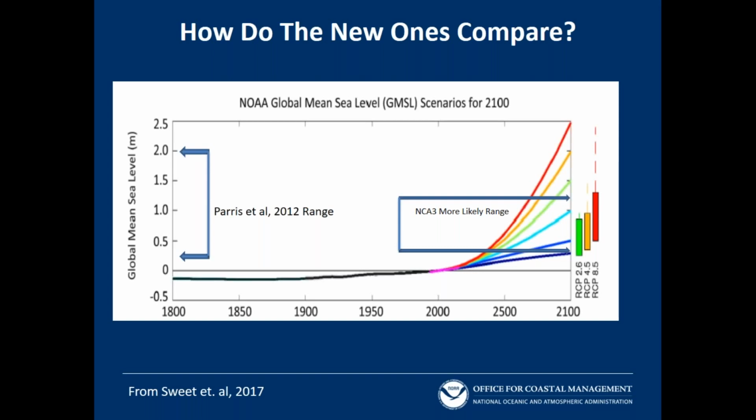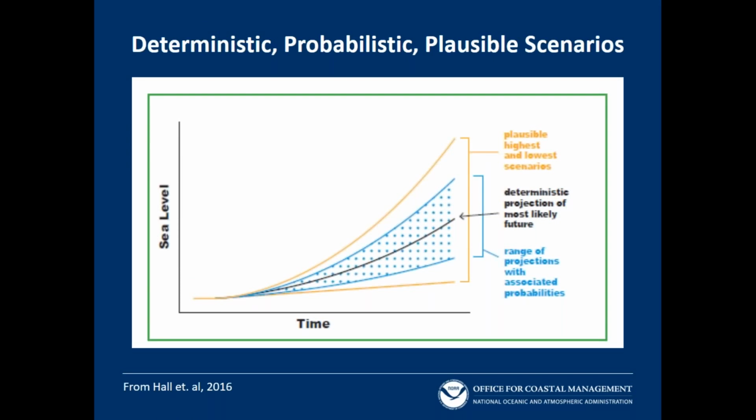Okay, so let's compare. Here's the new scenarios. Here is the 1 to 4 NCA3 more likely range, and this is from that report of Parris et al. So you can see it kind of moved up, or sort of moving this distribution a little bit this way, right? Plus the upper end went from 2 meters to 2.5 meters globally. Okay, a little bit about probabilistic, deterministic, and plausible scenarios.